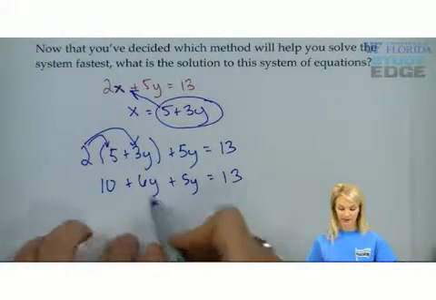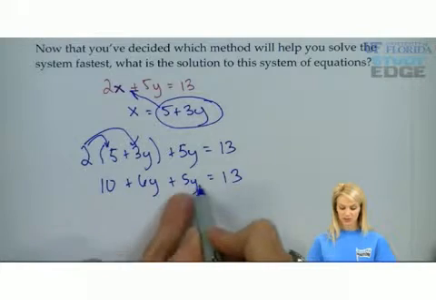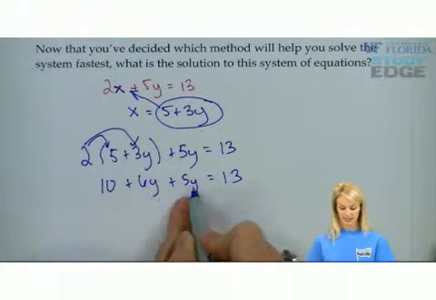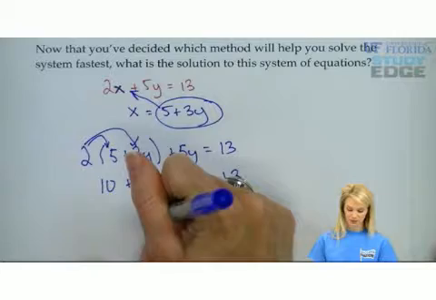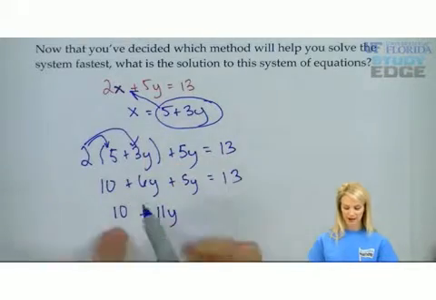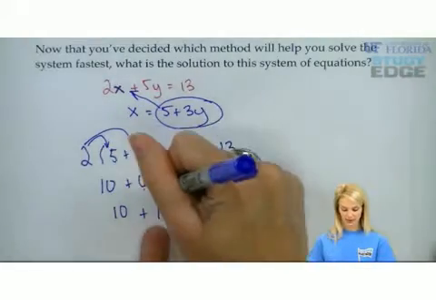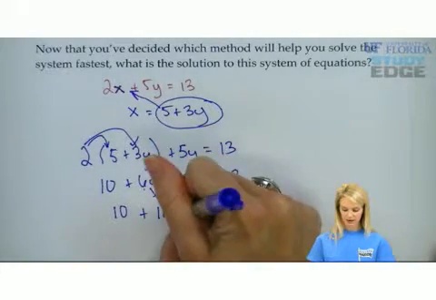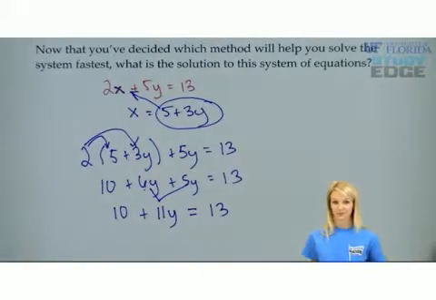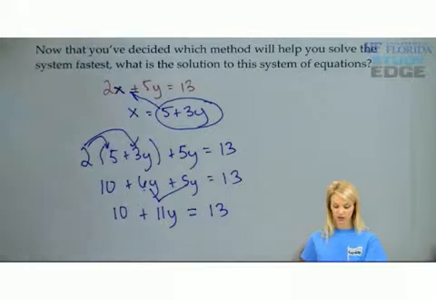Now let's see, can we combine any terms? Yes, we have 6y plus 5y. 6 plus 5 gives me 11y. So now I have 10 plus 11y, we just combined these two terms, equals 13. All right, take a second, make sure we're all caught up here.